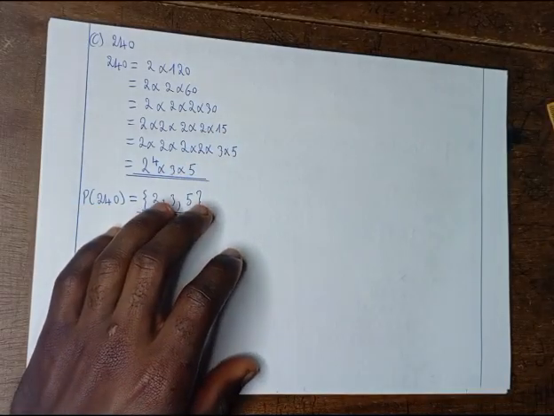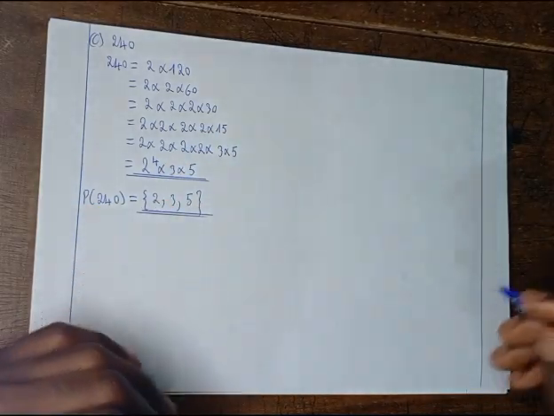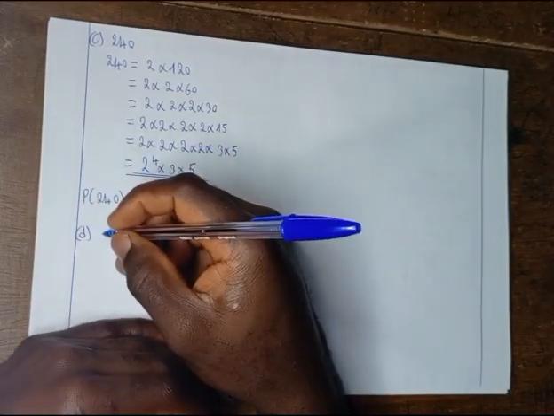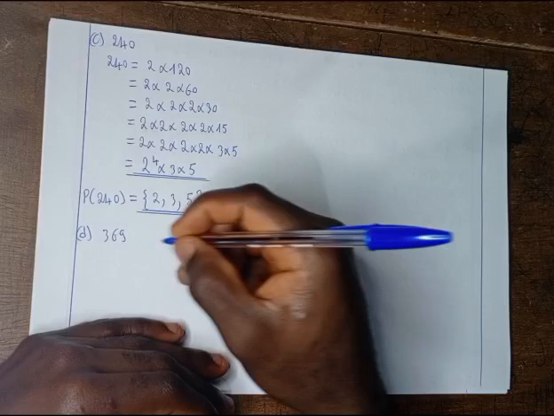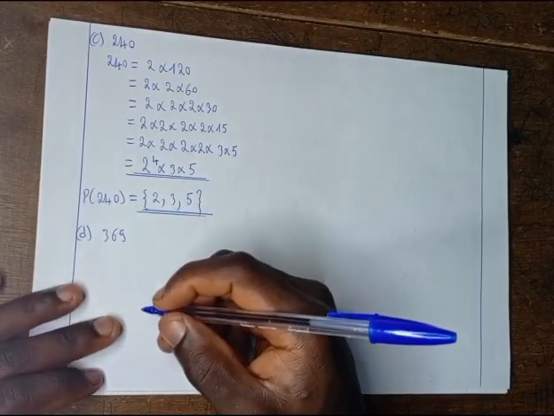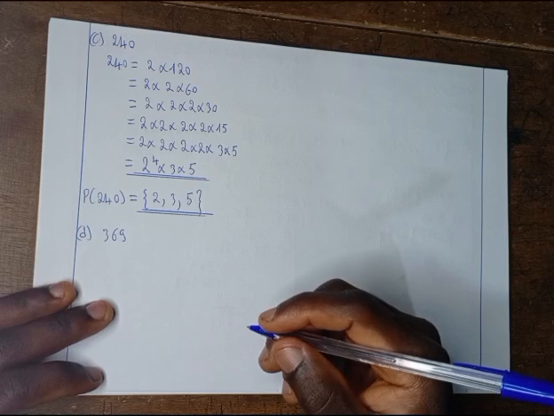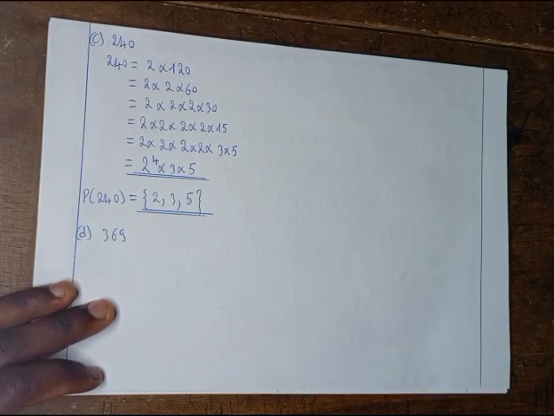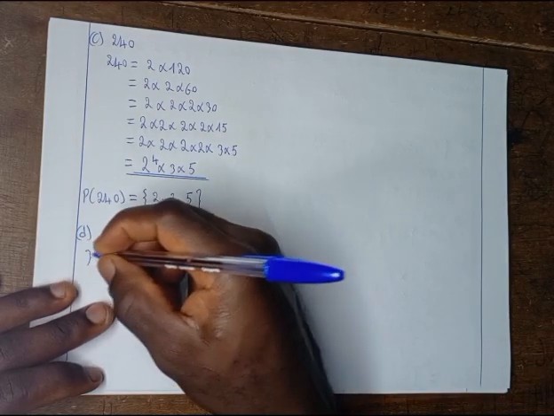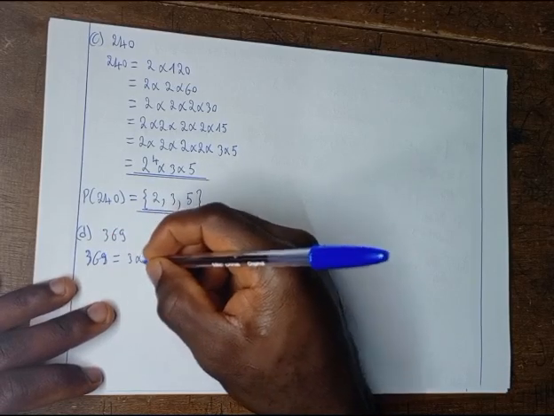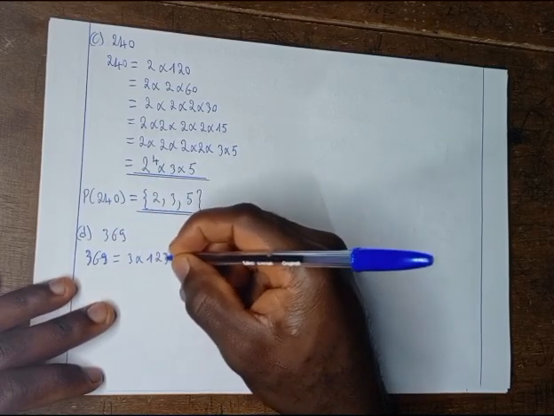We go now to the last question, which is question D. For D, we have the number 369. If we divide 369 by 2, it leaves a remainder. If we divide 369 by 3, it gives us 123. 369 is equal to 3 times 123.